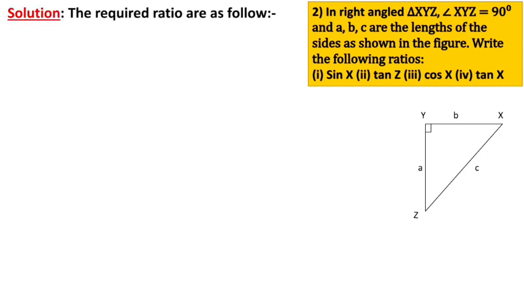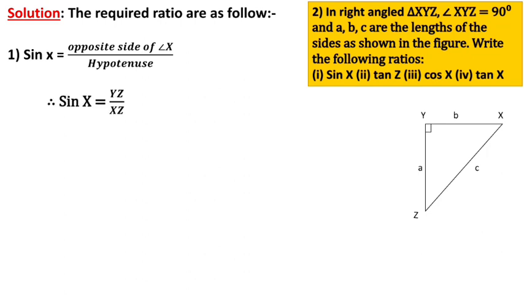Now we will take the first ratio, sin X. Sin X formula will be opposite side of angle X upon hypotenuse. The opposite side of angle X is YZ. Now, the hypotenuse is XZ. So, the YZ value is given as what? a, and the XZ value is given as c. So, the sin X value is a upon c.